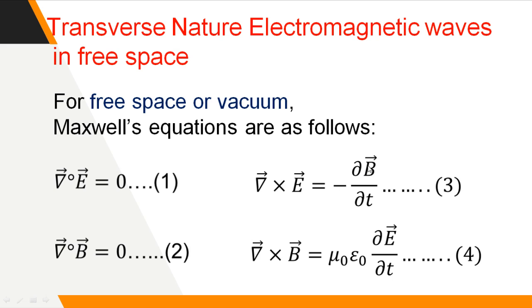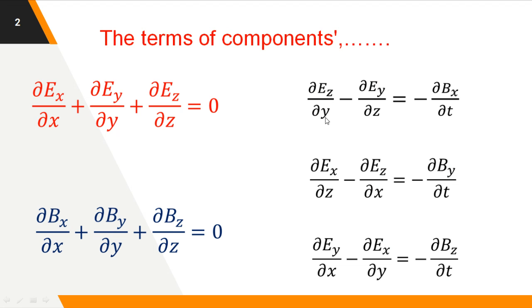What does it say? The rate of change of magnetic field with respect to time induces an electric field, or magnetic field variation at a point produces an electric field. So that is what we are discussing. Dou Ez by dou y minus dou Ey by dou z, this is the first component. Dou Ex by dou z minus dou Ez by dou x, this is the second component. Similarly, dou Ey by dou x minus dou Ex by dou y equal to minus dou Bz by dou t, this is the third component. So first equation in terms of components, second equation, and this is the third equation.